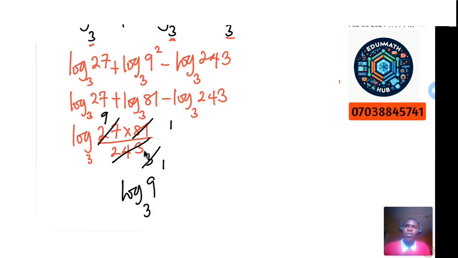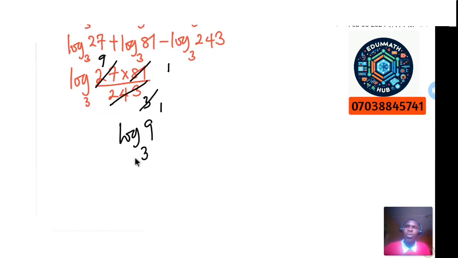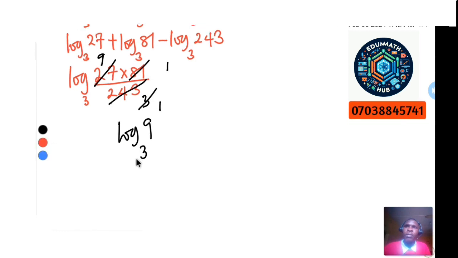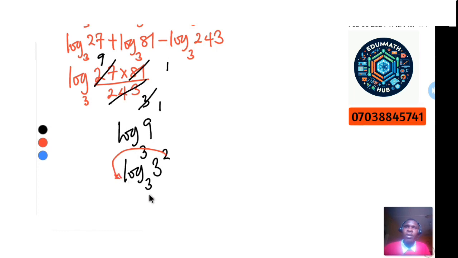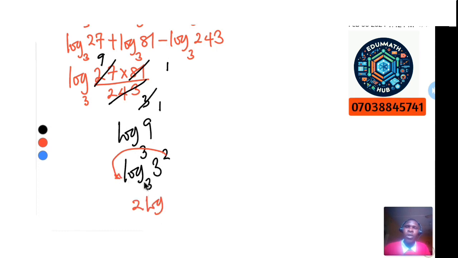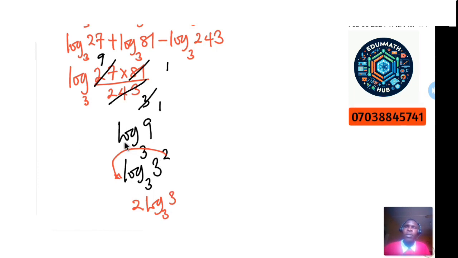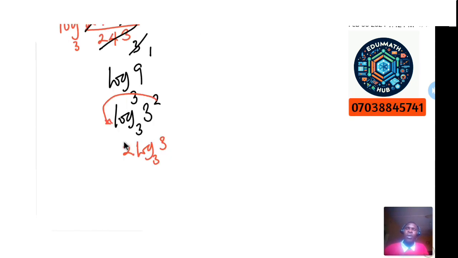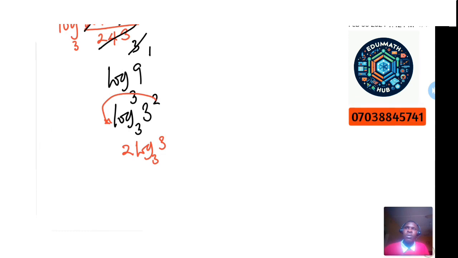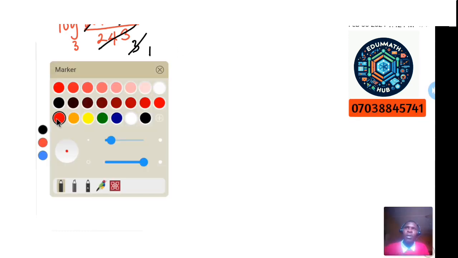So from here, you also apply the laws of logarithm and you break down 9. 9 is 3 raised to the power 2. Then use the power law, you bring this 2 down here, so that will give you 2 log 3 to base 3. So the logarithm of a number to a base which is that same number will give you 1, because you need to raise that number to the power of 1 to get that same number.